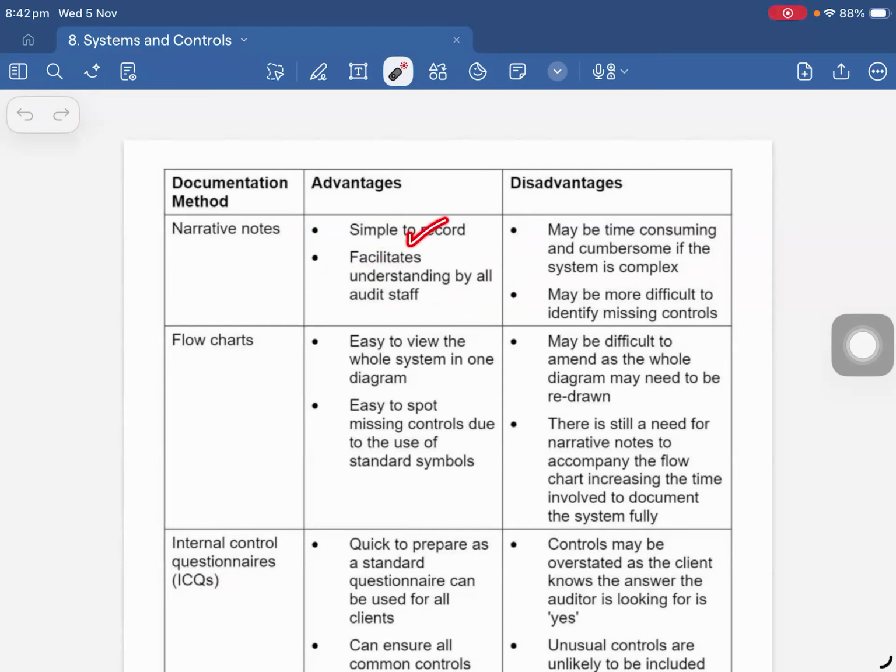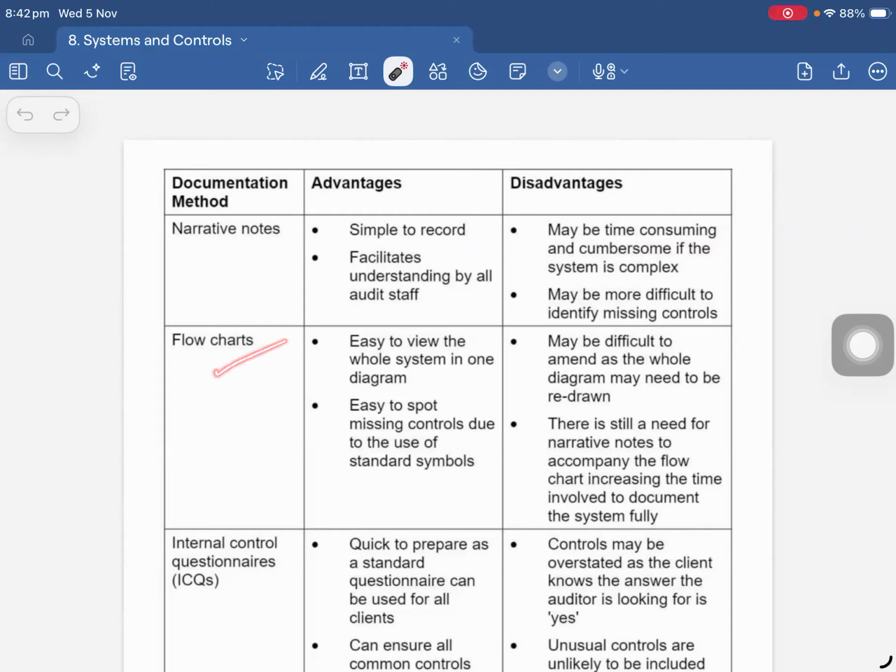It is very simple to record. You just need to describe and write. That's it. And it's going to be understood by all of them. Disadvantage is that it is a very time consuming process, right? And it is also very difficult to identify whether there is any control missing if you're going to keep on writing things down.